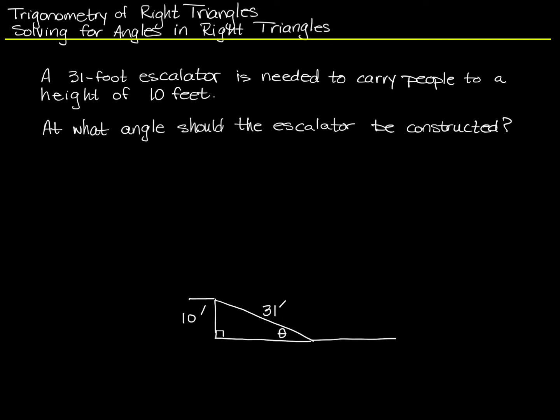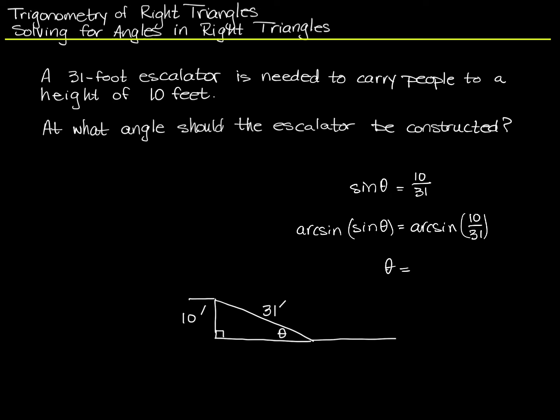Again, this is a right triangle, so I can set up my ratio. I have opposite over hypotenuse, so I'm going to use sine. The sine of my angle theta is 10 over 31. That means that if I take the sine inverse of both sides, I get theta equals whatever the arc sine of 10 over 31 is. I'll just throw that in my calculator. Second sine 10 over 31, enter.